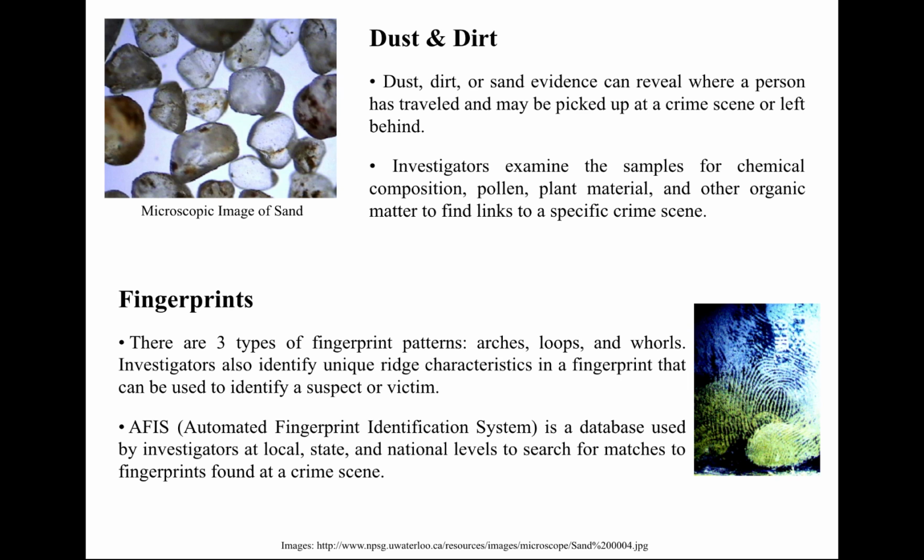specific crime scene. Fingerprints are very powerful, and there are three types of fingerprint patterns that investigators look for: arches, loops, and whorls. They'll also identify unique ridge characteristics that a fingerprint will link to a specific suspect or victim. The database that has all this is the AFIS, Automated Fingerprint Identification System, and investigators at all levels can search this database to find unknown fingerprints they might have found at a crime scene to see if they can link it with a person in the database.